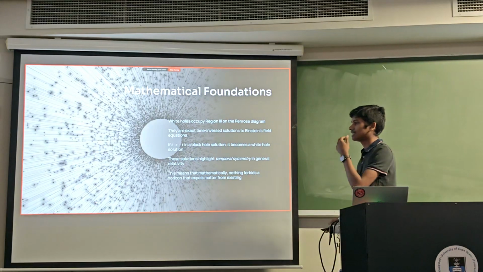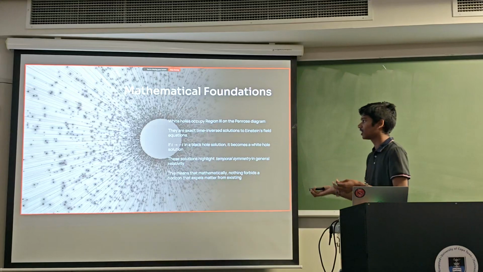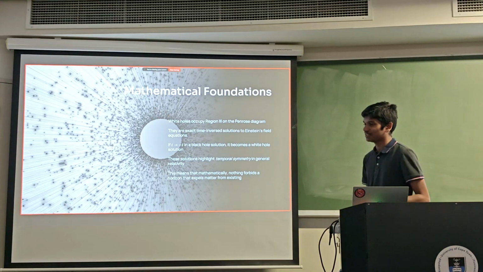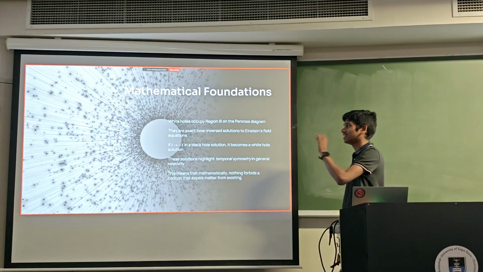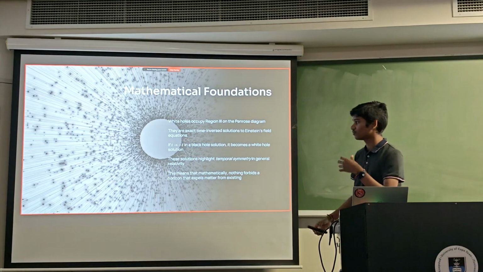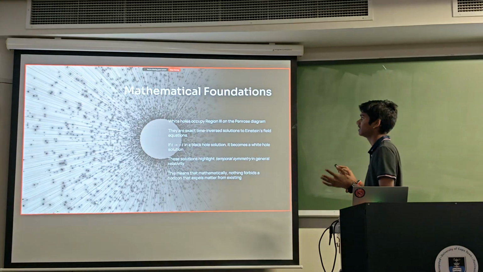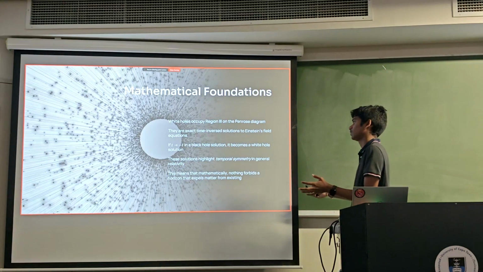And what this does, it highlights the temporal symmetry in general relativity, because you can inverse time. And mathematically speaking, this means that there is nothing preventing a white hole from actually existing. But obviously we have no observational evidence to this day of white holes.